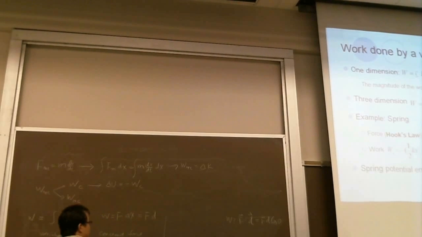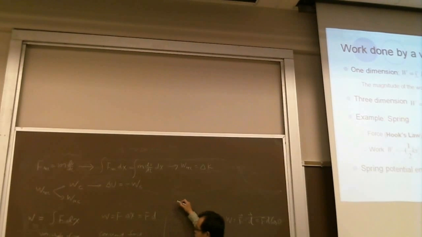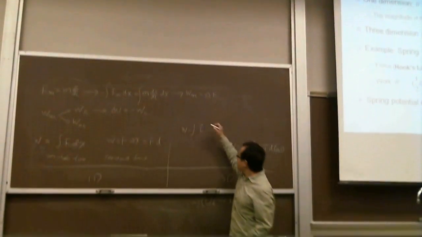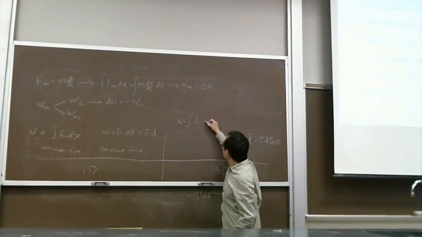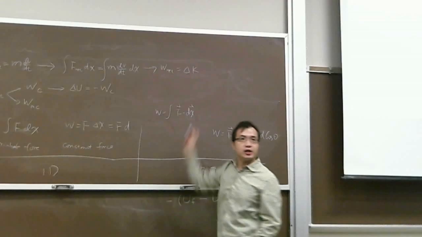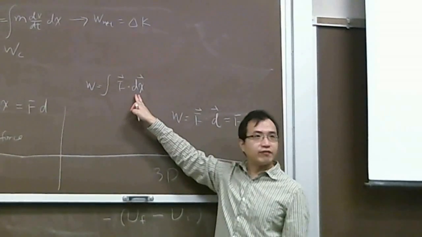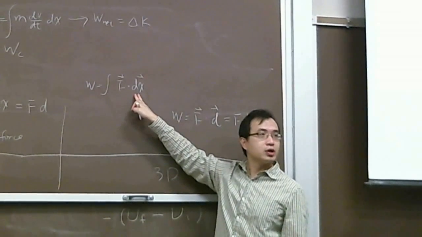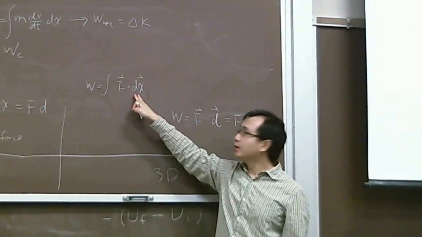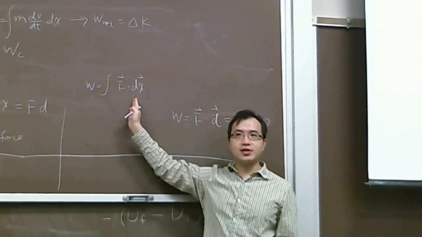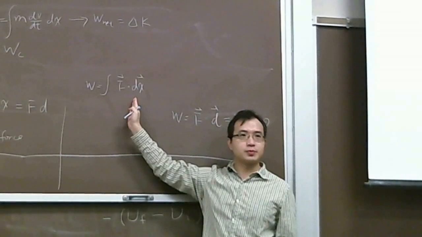Now, for 3 dimensions, in fact, this should be written this way. F is a vector, and then dot dx. dx is a vector, okay? But it's a differential vector. It's a very small change in the vector x, and then you integrate it. How do we understand this kind of expression?